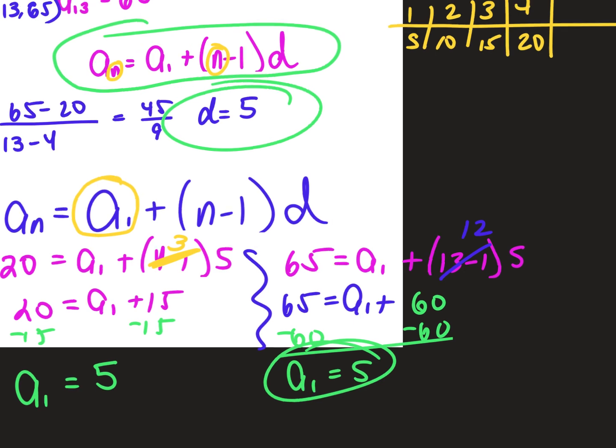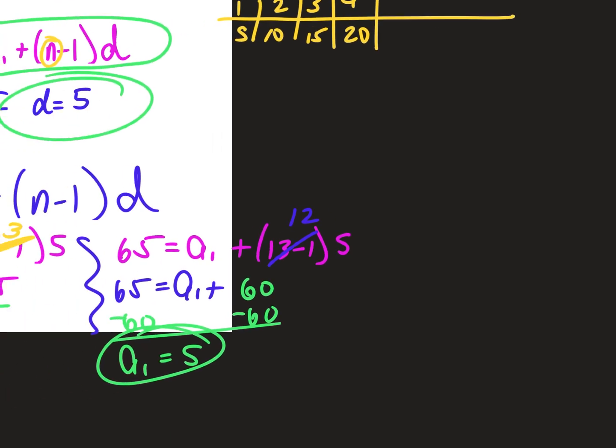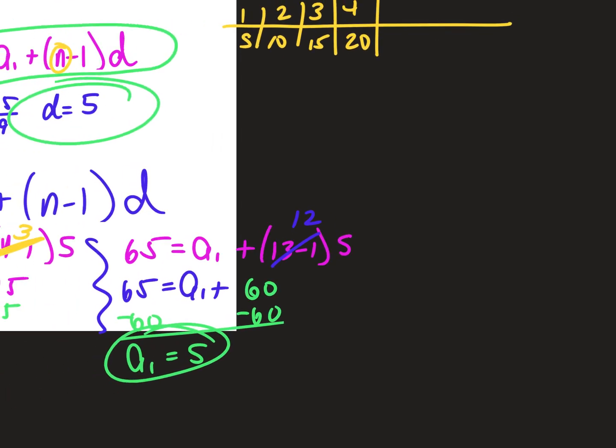All right, there is going to be a question on WebAssign, 1 or 2. So a sub n is 5. Oh, the rule? Yeah.